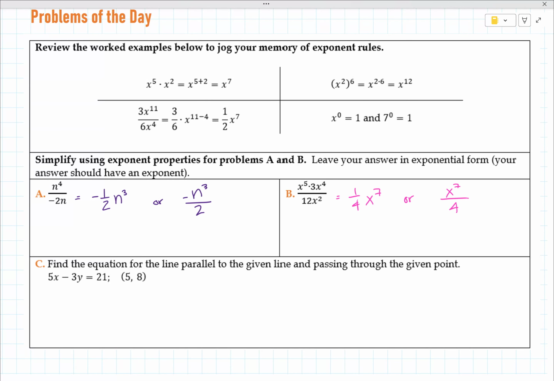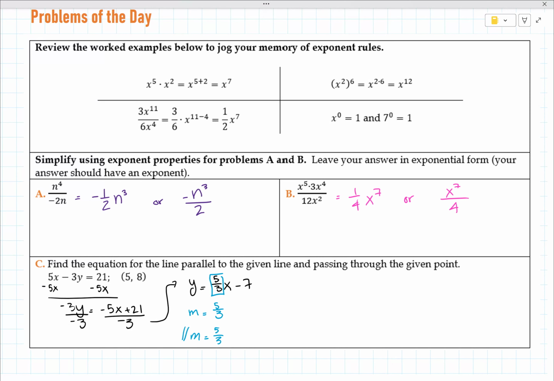Question C, write the equation of the line parallel to our given line through the given point. So first thing I'm going to do is solve for y so we can figure out our slope. 3y equals -5x plus 21. When we divide by -3, divide everything by -3. So our equation is y equals 5/3 x minus 7. The only thing that's important to us is the slope. Since the slope is 5/3, the parallel slope for the new line is going to be the same, also 5/3.